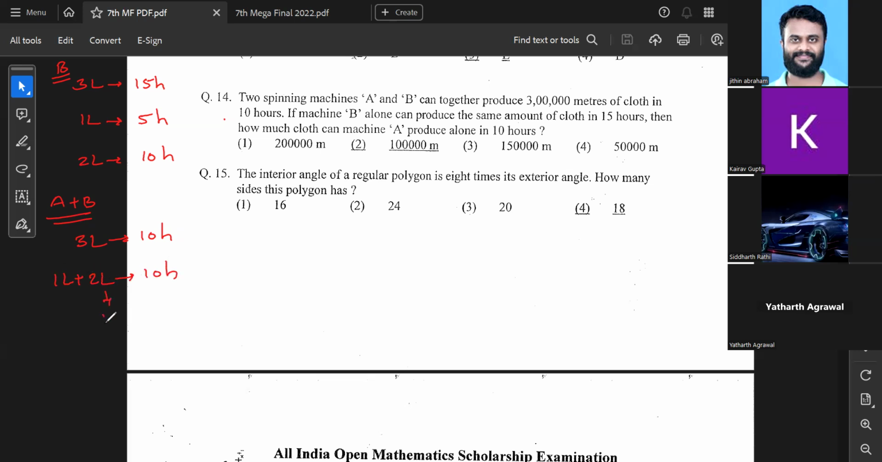This 2 lakh is done by B alone. As we know, B alone has done 2 lakh in 10 hours, which means the remaining 1 lakh is done by A. So in 10 hours, A can produce 1 lakh. The answer is 2.